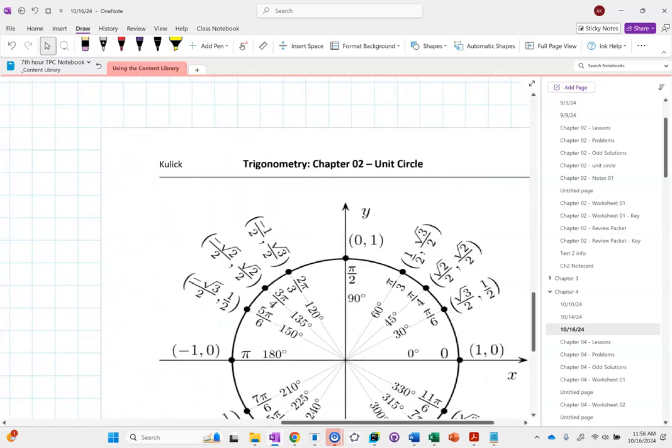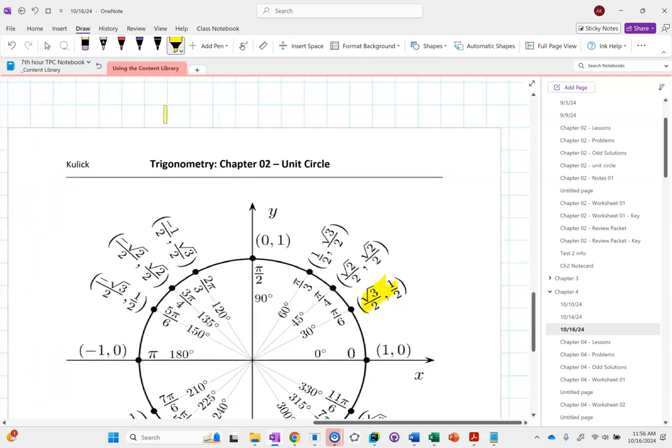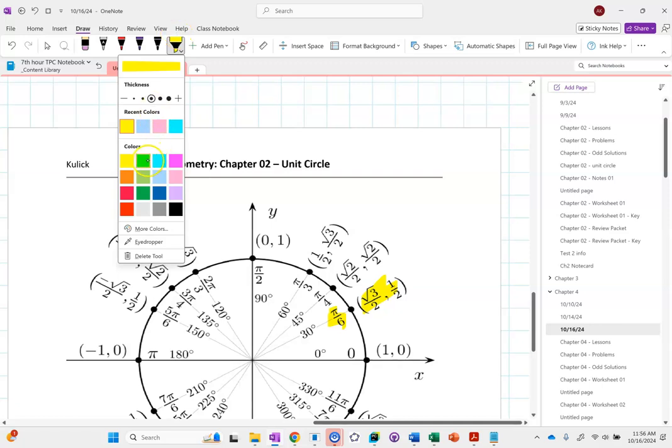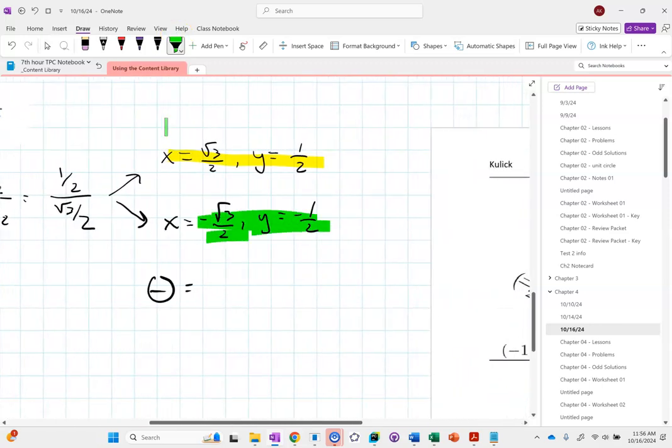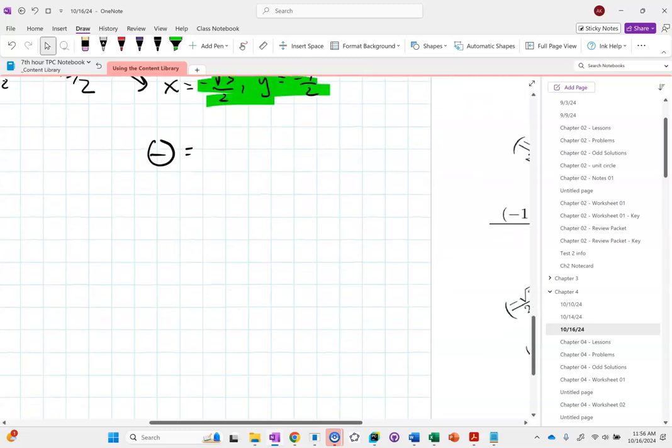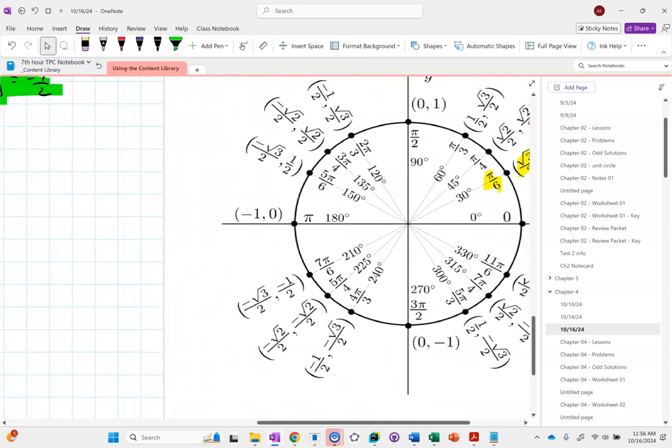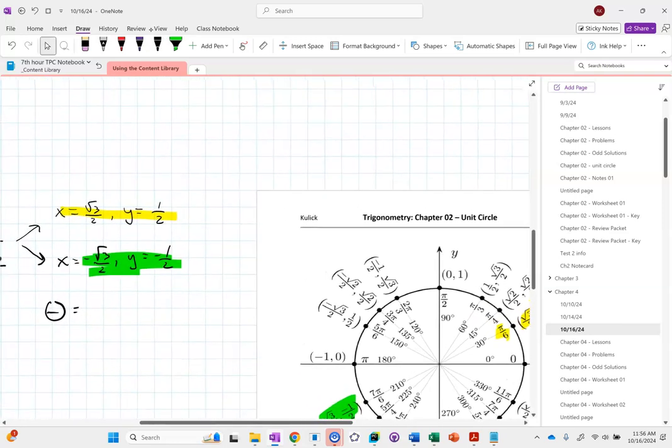So that's my first spot. So I have pi over 6. And then my second spot is that one, which is 7 pi over 6. Is it always opposite or no? Nope. Yes. Yes.